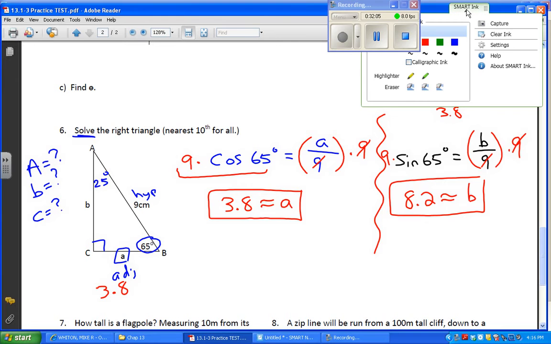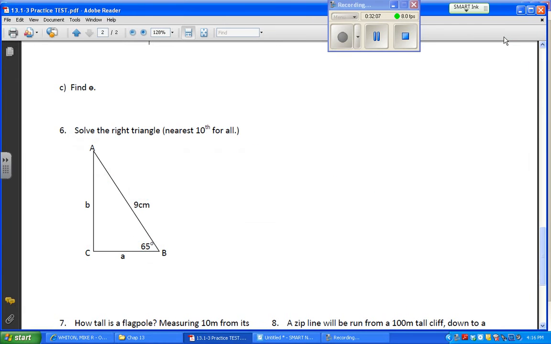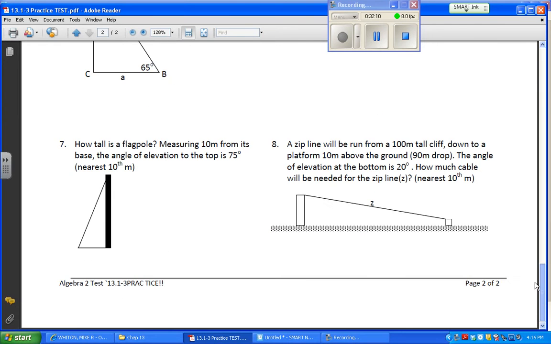Okay, and then the last couple, they give you a couple kind of word problems where you got to set up a picture and put some information into a picture. So how tall is a flagpole, measuring 10 meters from its base. So again, we're kind of assuming here's the ground, here's a flagpole. We're measuring 10 meters from the base. So from there to there is 10 meters.